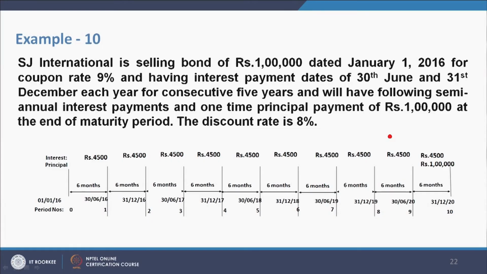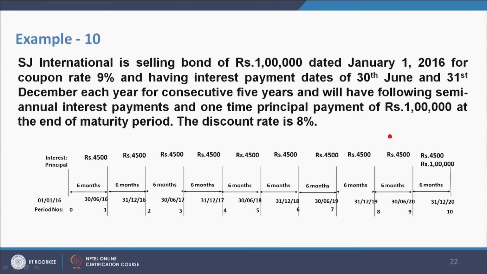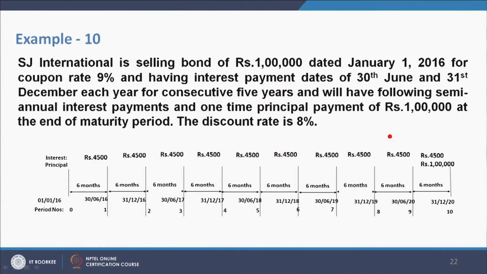Now, let us take another example, example number 10. SJ International is selling a bond of 1 lakh dated January 1, 2016 for a coupon rate of 9% and having interest payment dates of 30th June and 31st December each year for 5 consecutive years, and will have the following semi-annual interest payments and a one-time principal payment of rupees 1 lakh at the end of the maturity period, and the discount rate is 8%. This timeline very clearly shows this numerical.